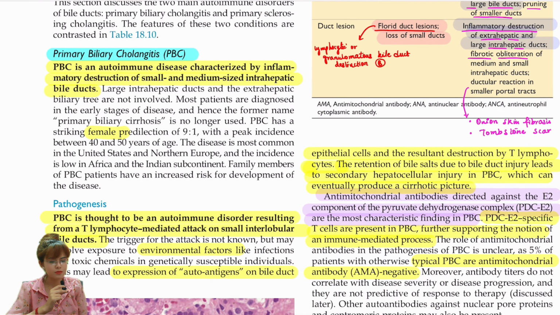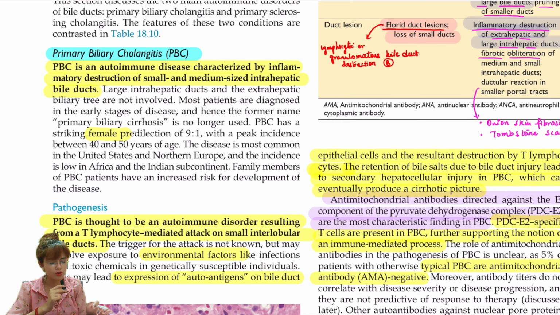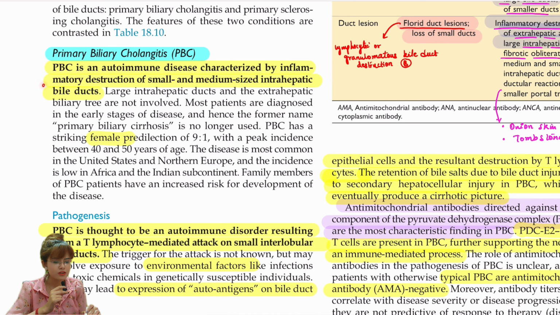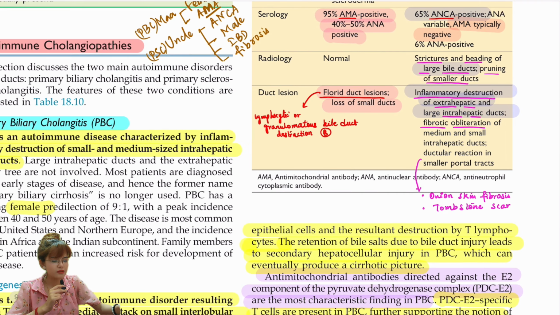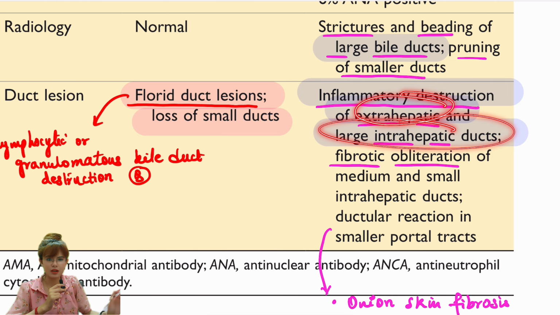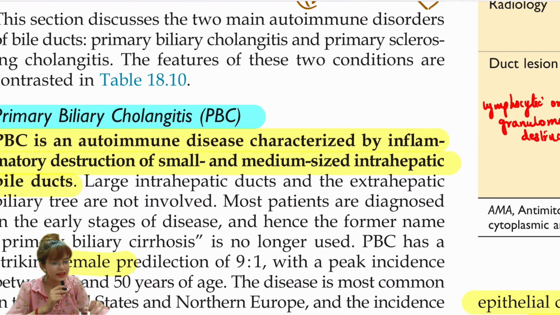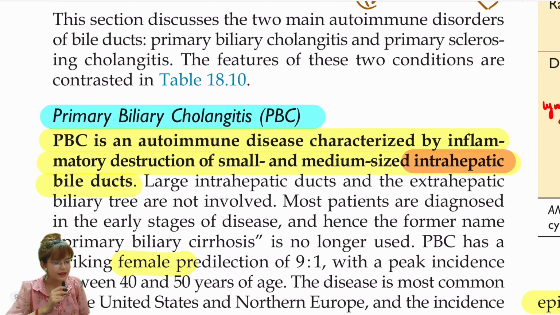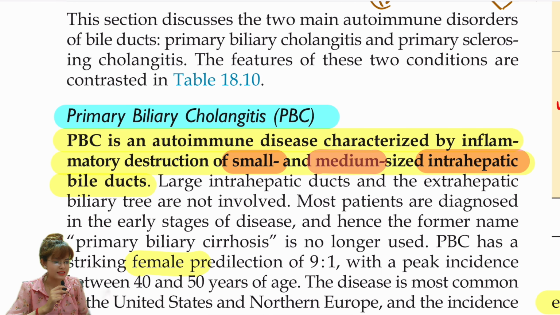So first, talking about primary biliary cholangitis, it is an autoimmune disease characterized by inflammatory destruction of the small and medium-sized intrahepatic bile ducts. Very, very important. Here we have seen that there is destruction of the extrahepatic and intrahepatic both, but here it is only the intrahepatic which is affected. Okay, and it is small and medium size. These words are very important. In the exam, options will come in which these small differences will be really, really important.